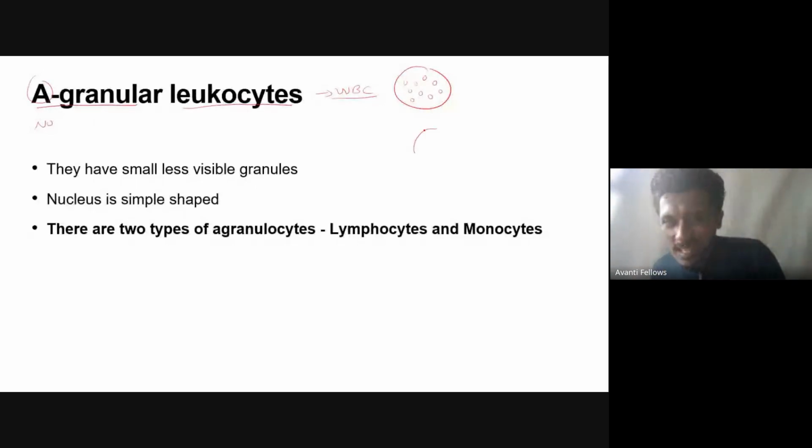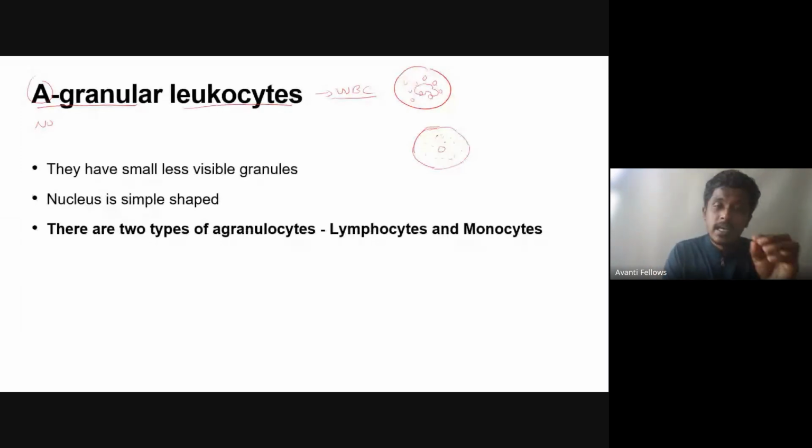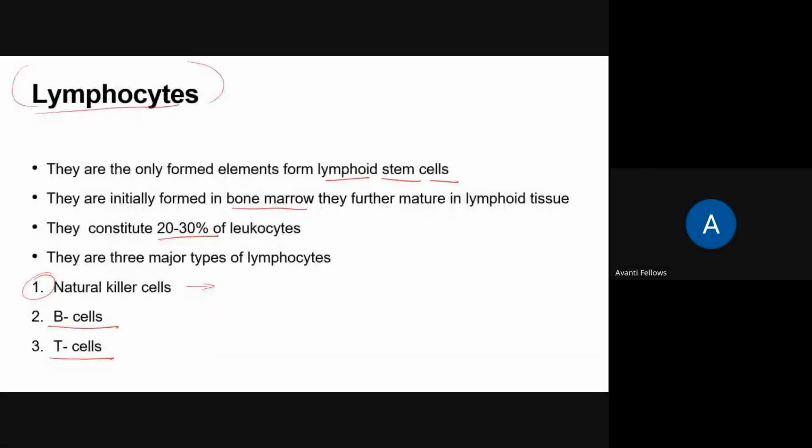If I look at some cells, what do I see is one cell looks like this, and other cells have a nucleus as well, something like this. But in this one, the granules are very small. Students, you cannot just give credit for having granules. They are very small granules or very less visible granules. That is why we call them agranular WBCs.